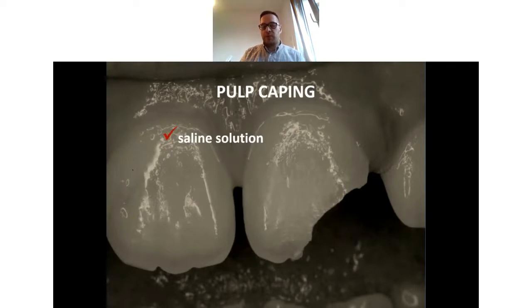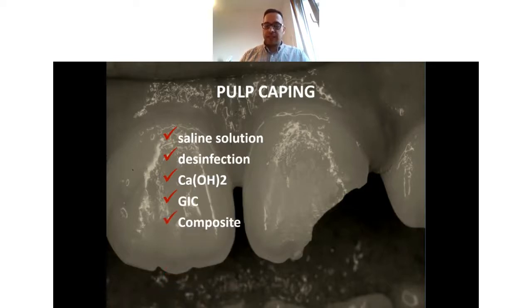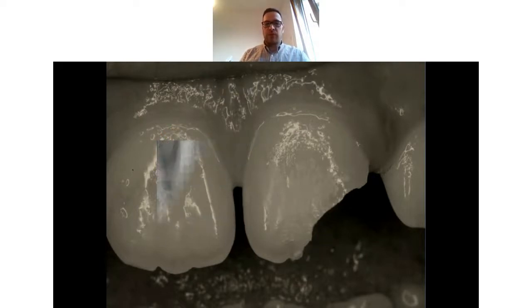So how are we supposed to do it? We're supposed to use the saline solution at the beginning, and then afterwards disinfect the pulp, use pastes that are based on calcium hydroxide, or maybe use MTA. Then we can use glass ionomer cement, and then afterwards do the complete restoration using composite resin. So this is the way we're supposed to do it.